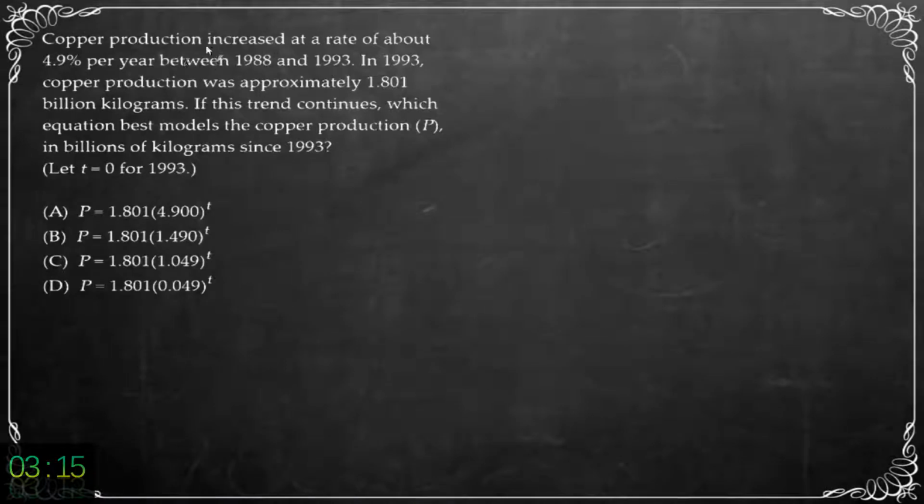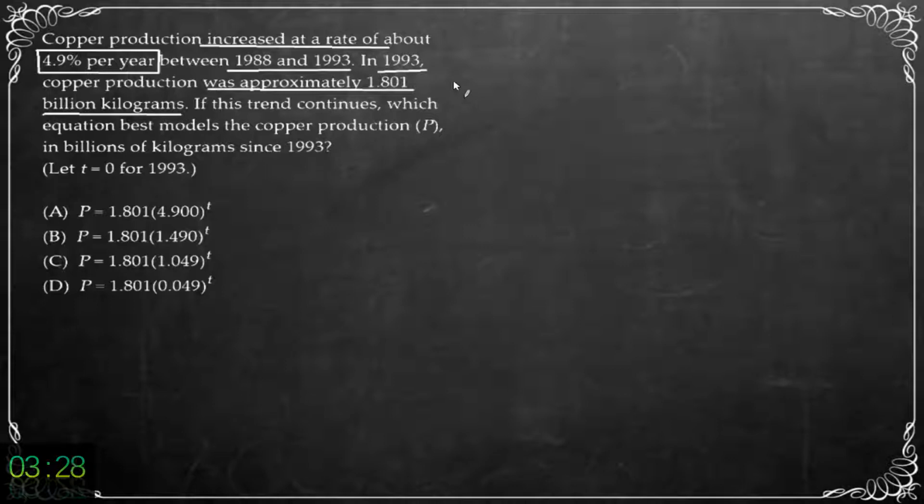Copper production increased at a rate of about 4.9% per year between 1988 and 1993. In 1993, copper production was approximately 1.801 billion kilograms. If this trend continues, which equation best models the copper production P in billions of kilograms since 1993?